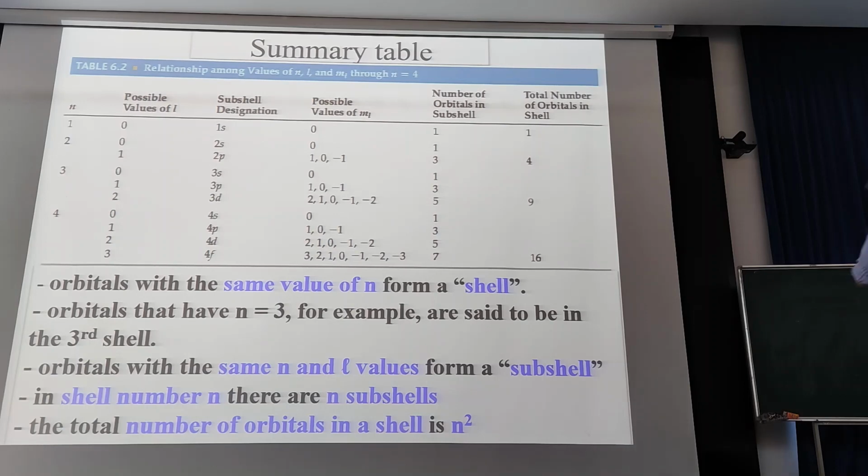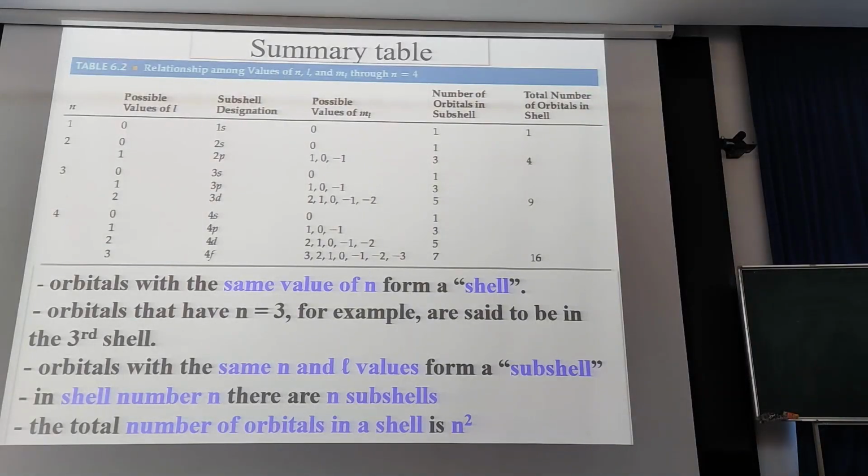In the cell number n, there are n subcells, right? So if you have n equal to 2, that means you have 2 subcells, S and P. N equal to 3, you have 3 subcells, S, P, D. Okay? The total number of orbitals in a cell is n power 2.